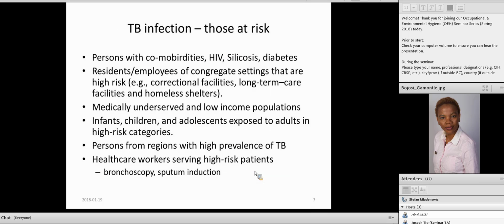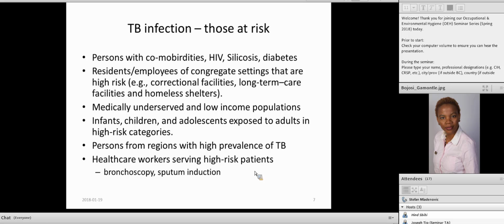Okay, so now we're talking about those at risk, people at high risk of exposure to TB or infection. Persons with comorbidities, for example, HIV or silicosis or diabetes. HIV in this particular case is really important to what we'll be talking about today, because a person who has HIV is much more likely to develop active TB.